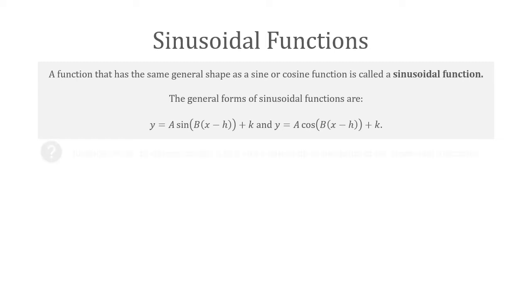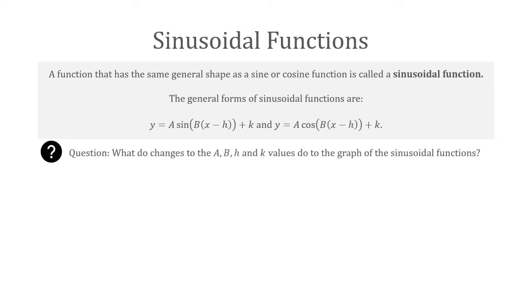Now, question. What do the changes to a, b, h, and k values do to the graphs of the sinusoidal functions? Well, a hint has to do with that example of the ocean waves, where we saw that not all ocean waves look the same. Some are taller or even longer. So that's what the a, b, and h and k do to the sinusoidal functions. They create those sorts of variances.